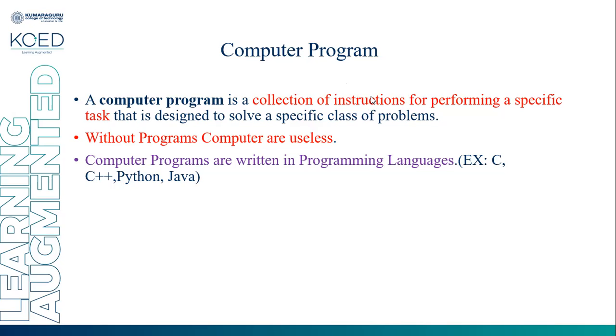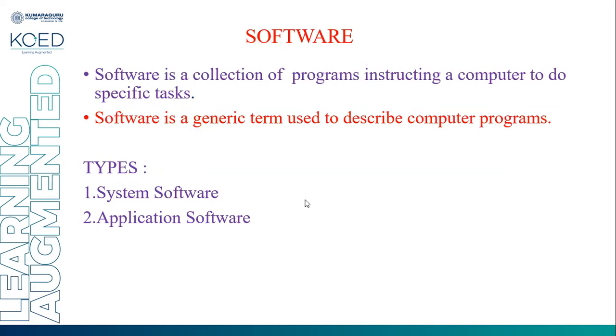So instruction is very essential. A computer program is a collection of instructions for performing a specific task, designed to solve a specific class of problems. Without a program, computers are useless. It's a dead machine. If the computer contains no program, it is a dead machine. Computer programs are written in languages like C, C++, Python, and Java. These are programming languages. The C you are studying, C++, Python, and Java are known as programming languages.